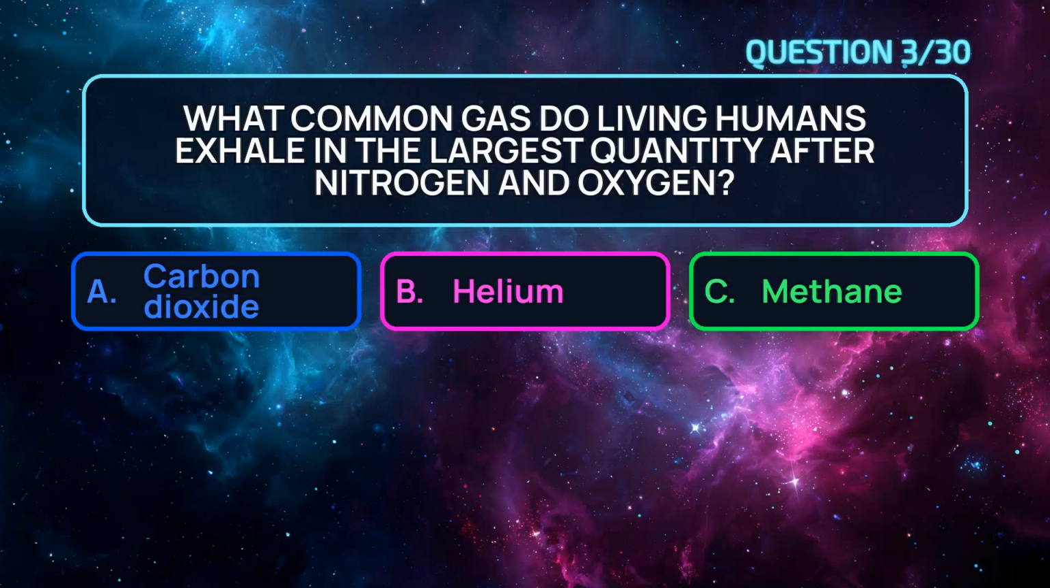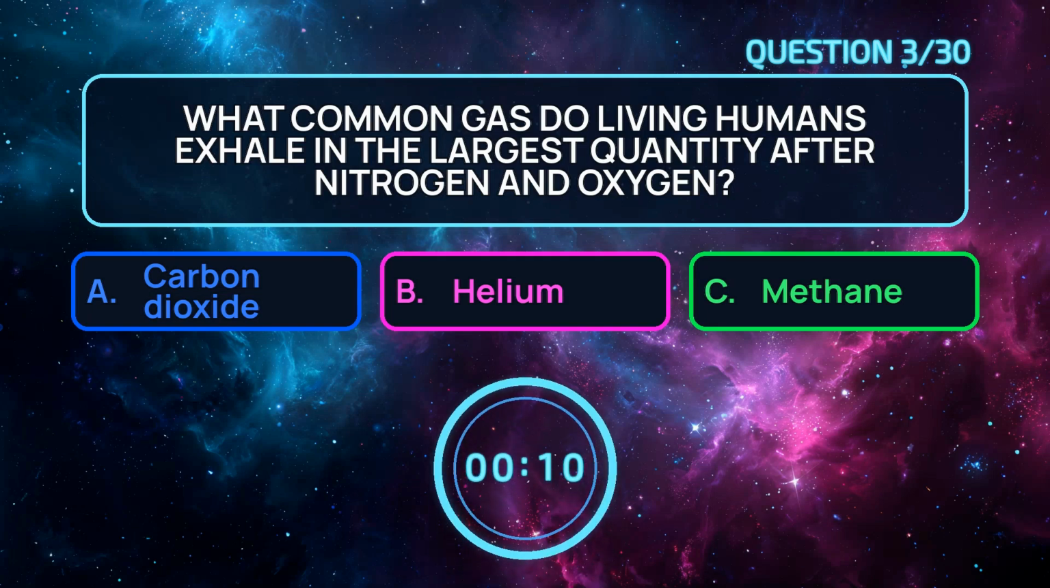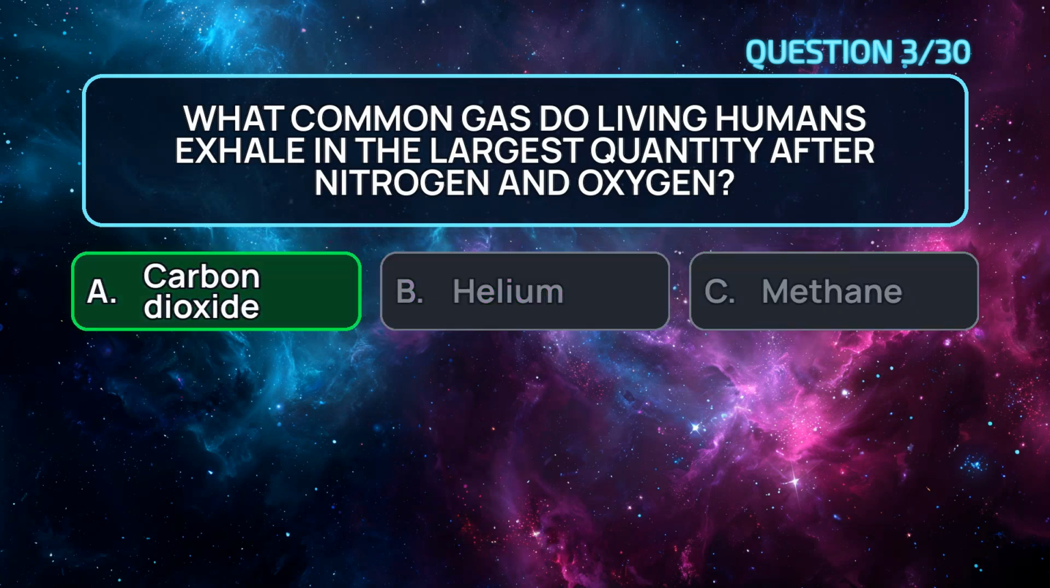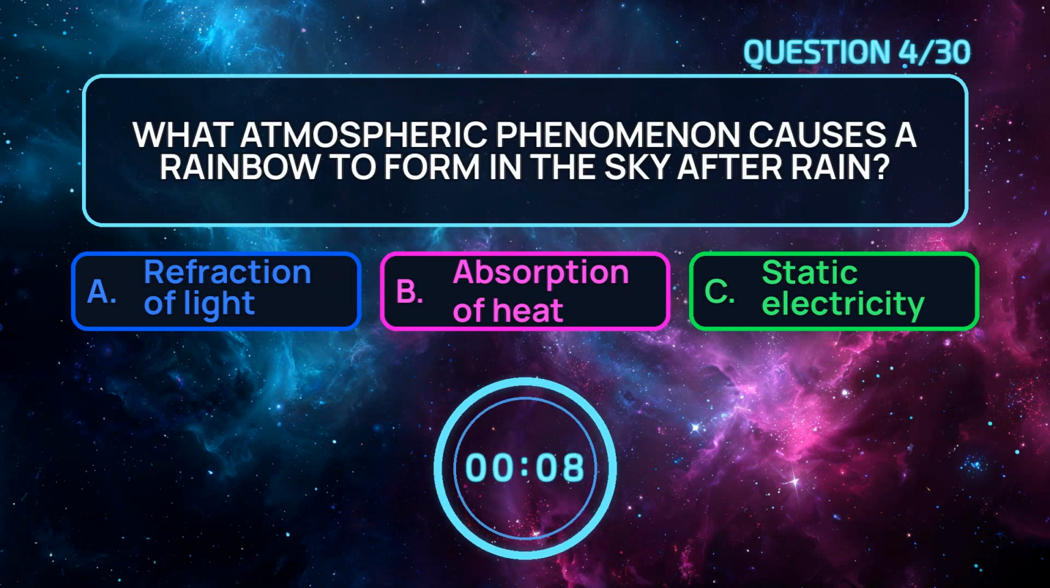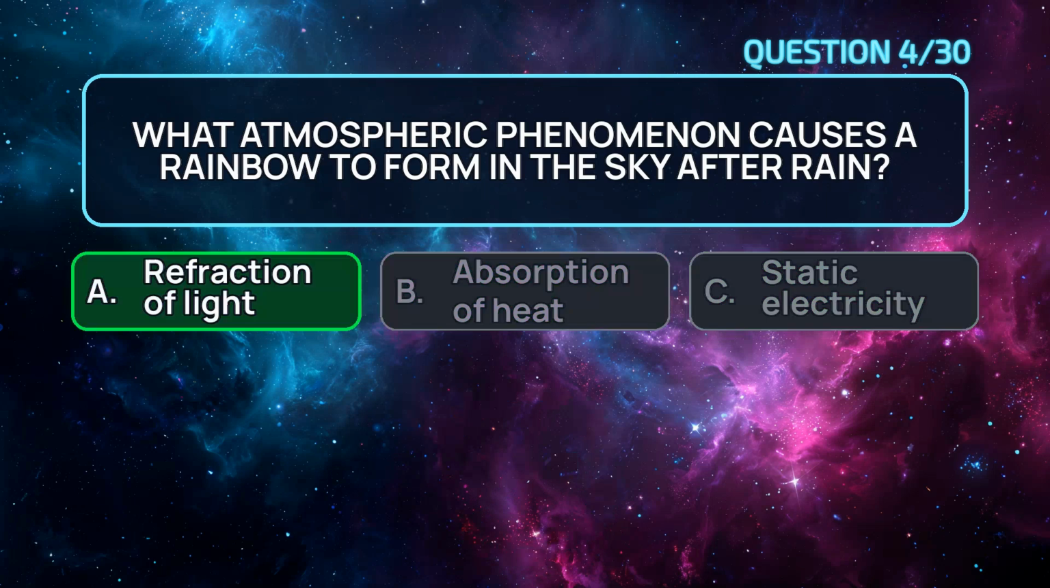What common gas do living humans exhale in the largest quantity after nitrogen and oxygen? Correct answer. Carbon dioxide. What atmospheric phenomenon causes a rainbow to form in the sky after rain? Correct answer. Refraction of light.